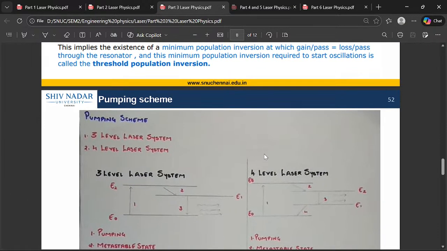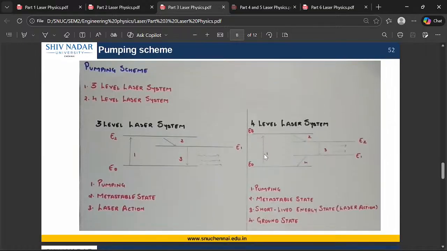There are two types of pumping scheme. First is the three level laser system, then the four level laser system. In the three level system, the electron goes from E0 to E2 and comes back to E1. In E1 the number of electrons will be higher and it achieves population inversion, and when it comes from E1 to E0, the stimulated photons are released. So here we have pumping, metastable state, and laser action. This is the basic thing in the three level laser system.